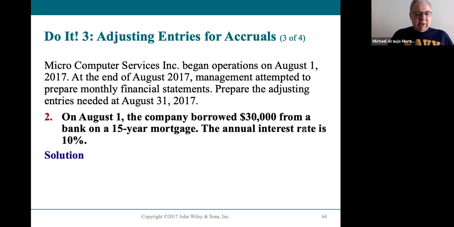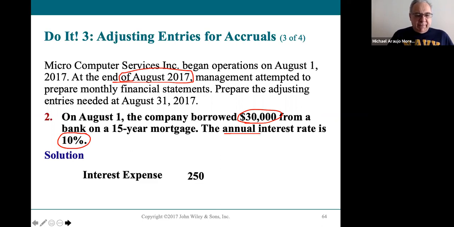The next thing is always the most interesting one because, again, this is where people slow down a little bit. We're only interested for what interest can we expense for this month. That's it. So to do that, we take the amount, $30,000 is the loan, multiply it by 10%, which is the annual rate, but we're only interested in 1 month. So we multiply that by 1/12. And when you do that, you will get an interest expense for August.